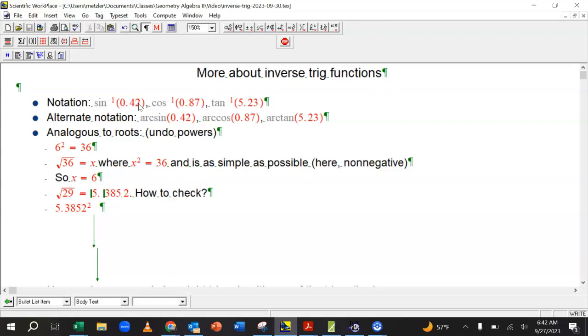That -1 power, I've said this in another video, unfortunately overlaps with the notation for a number to a -1 power, which is a reciprocal. You don't want to confuse it with that. Very easy confusion to make. Partly to avoid that confusion, often we call it by a rather different name, the arc sine, or the arc cosine, or the arc tangent.